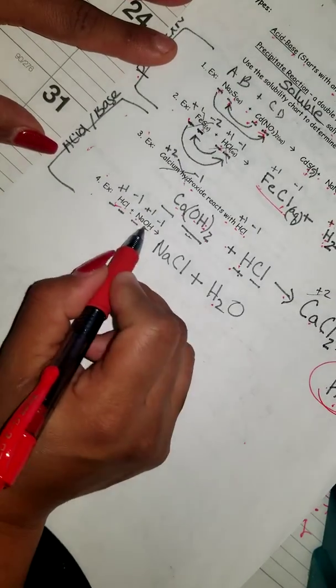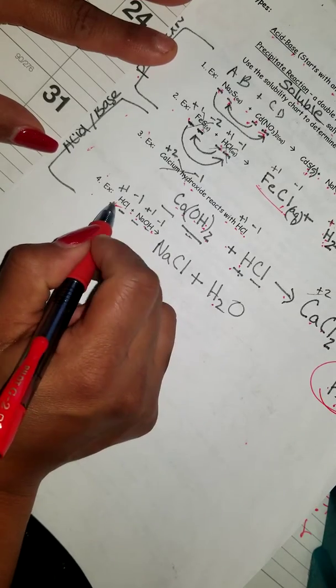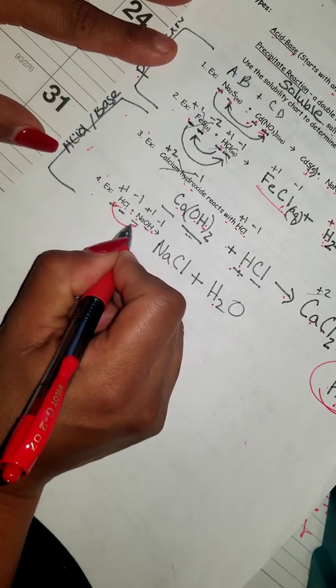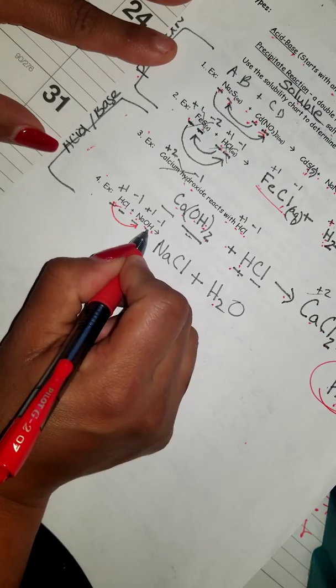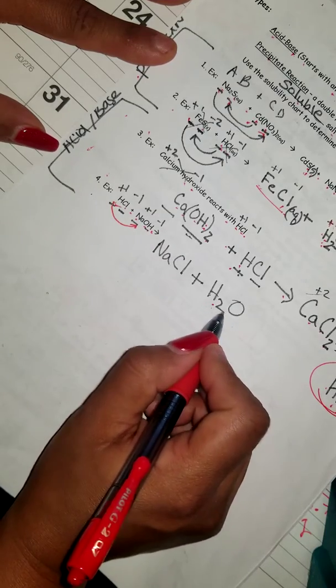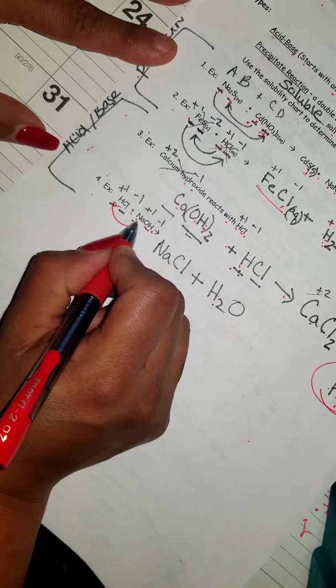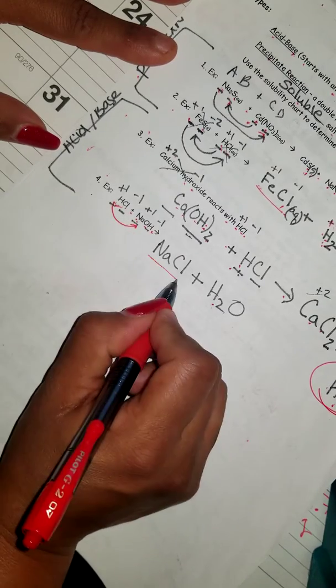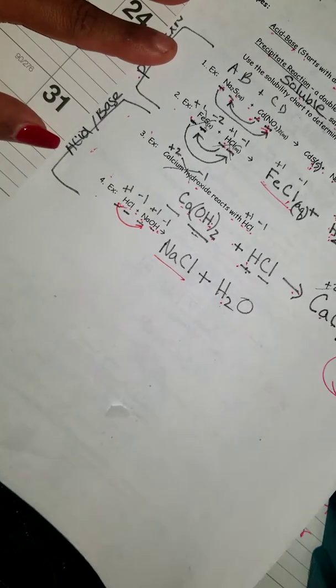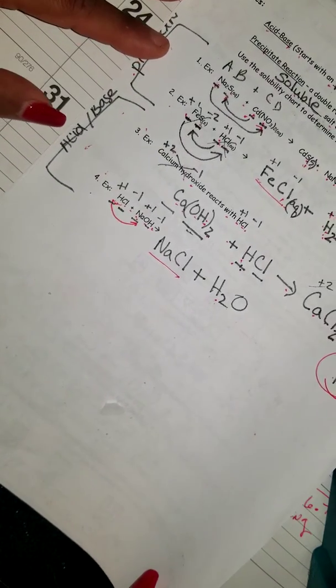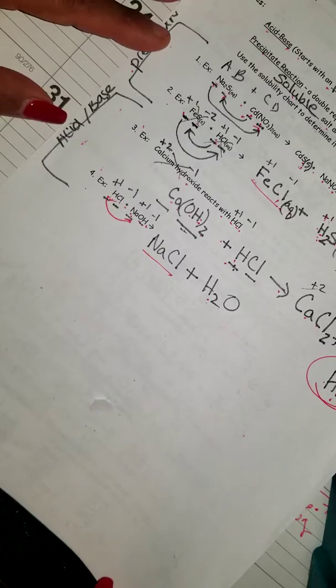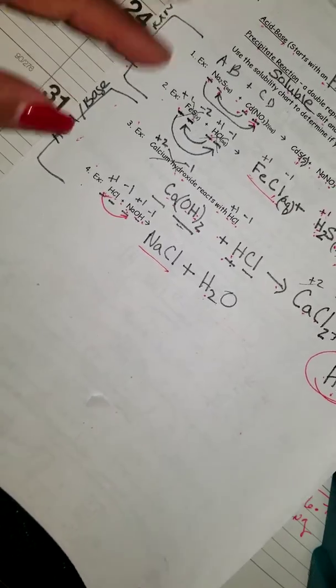HCl plus NaOH. The H is going to come over here and swap with the Na, and it's going to combine with the OH. We do not write it as HOH. We write it as H2O. The Na is going to combine with the Cl, NaCl. Okay, so acid-base reaction. Again, it is a double replacement, and that is not a redox.